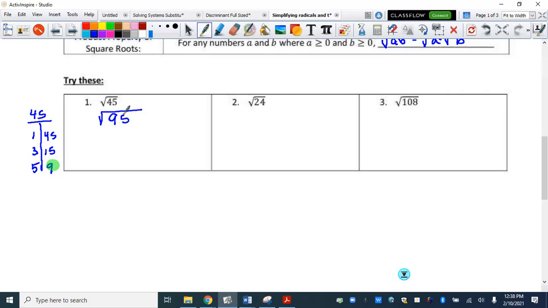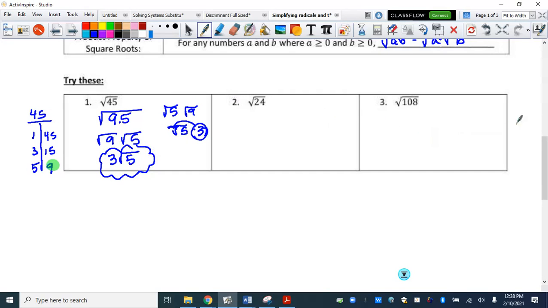I like to write the perfect square first because I know that this is going to end up being the rational part that goes in the front. If you did it the other way, like this, you would have radical 5 times 3. Just make sure that that rational part still goes in the front.